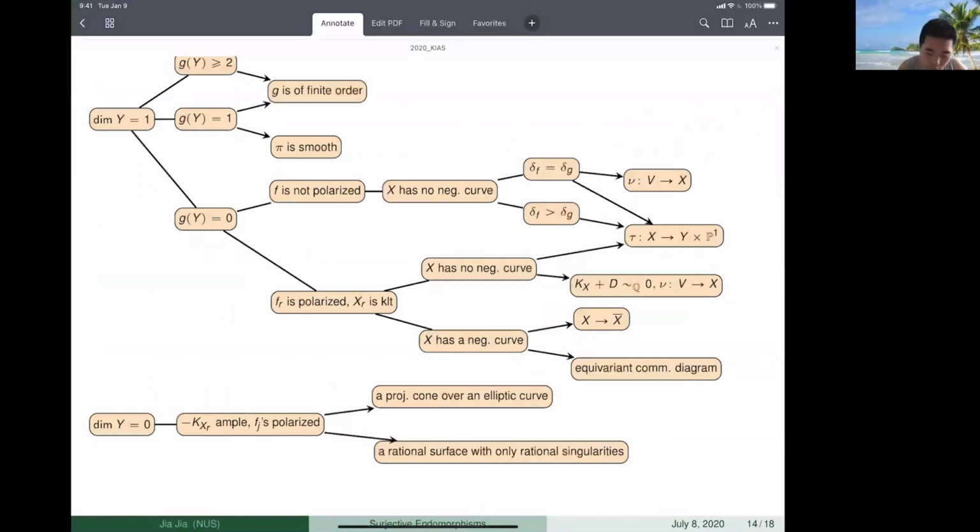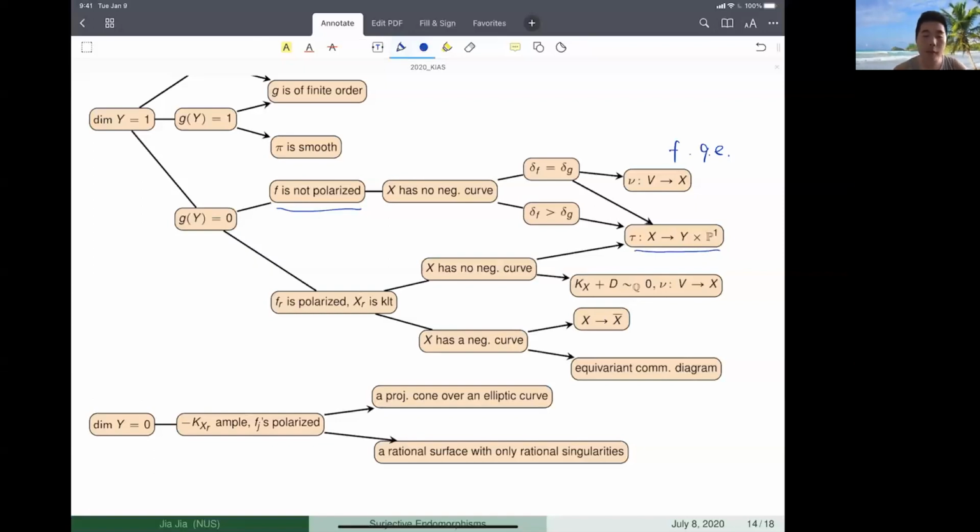Since along this line, F is not polarized, only case 1 and case 2 occur. Case 1 is F descends to a splitting endomorphism. Case 2 is F is quasi-étale. This is all the possibilities in the case F is not polarized.